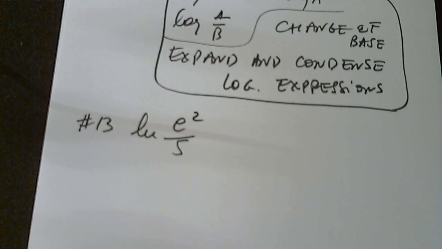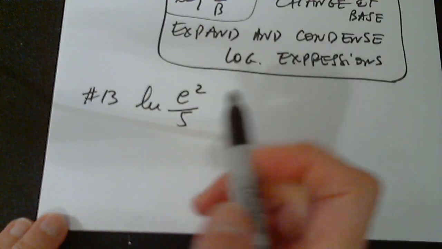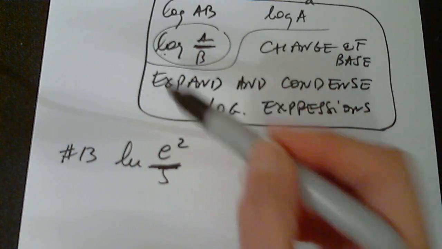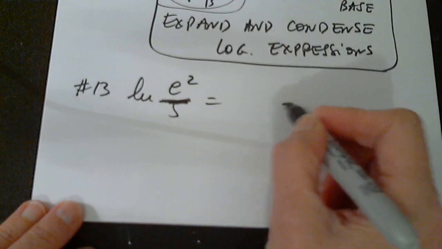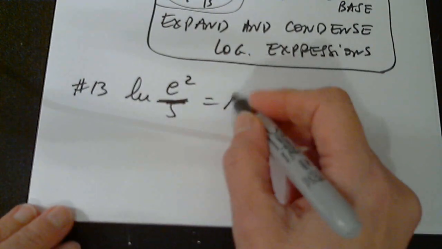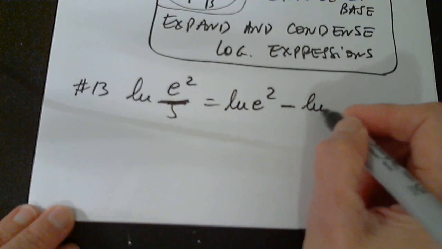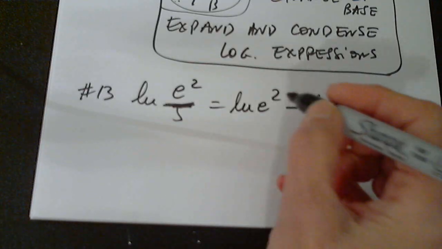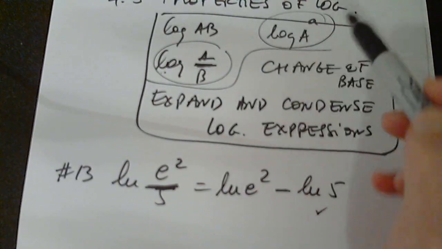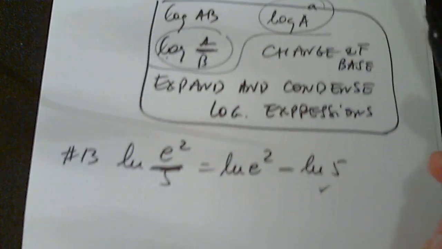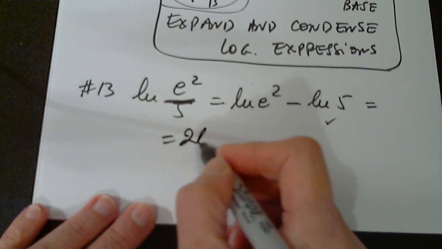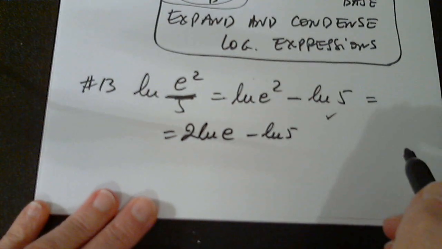Perfect. Good starting point. Well, of course, I see a ratio. And I know there is a property for log applied to a ratio that allows us to expand this. All we have to do is remember that it's a difference. Log of the top minus log of the denominator. Now this is clear. We cannot do anything to natural log 5. But here I have the power rule, meaning I have to bring down 2 as we just did a few minutes ago. So 2 natural log e minus natural log 5.